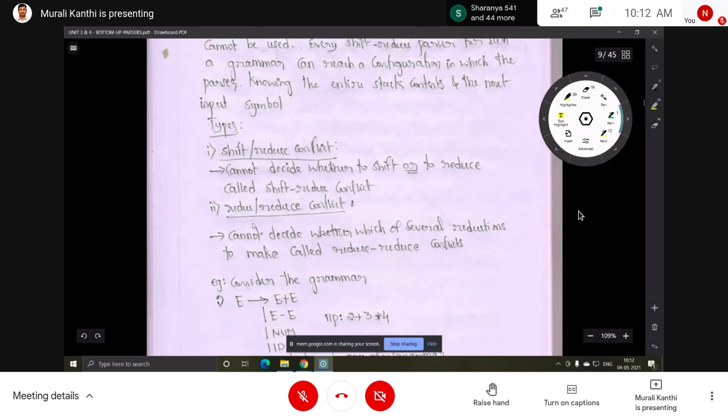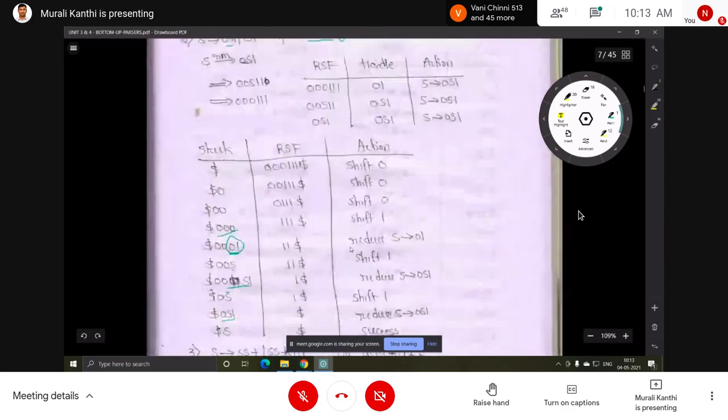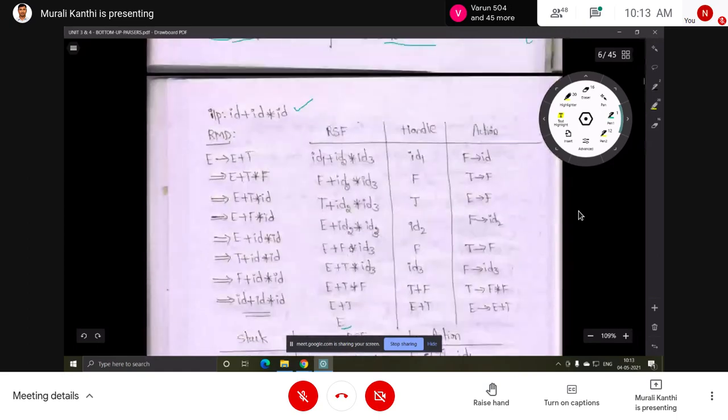Next, reduce reduce conflict. That means here also it cannot decide which of the reductions, which of the choices is to be reduced. I will show it. Already we got this kind of problems.